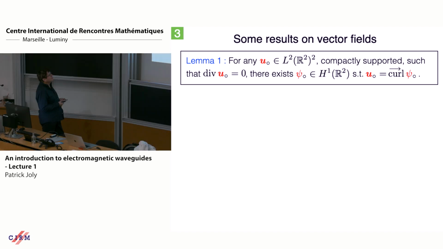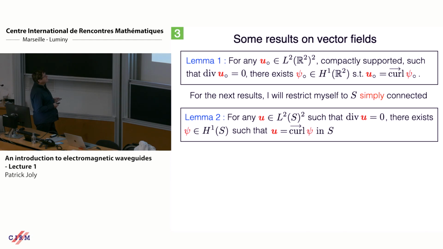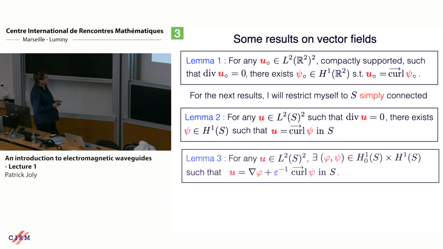So the first one is true in L2. If you have a vector field U0 in L2 with divergence zero, then U0 is the vector curl of an H1 function. And for the next result, I suppose that S is simply connected. This is important. In the second result, you go from R2 to S, and the result remains true in the simply connected case. So a function with free divergence is a curl of an H1 function.